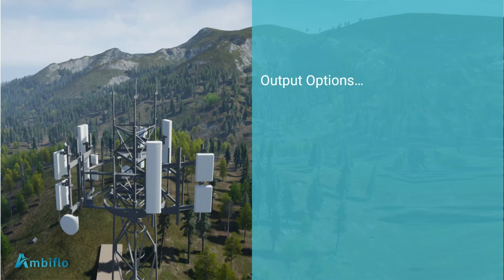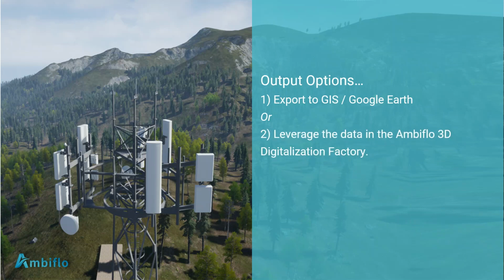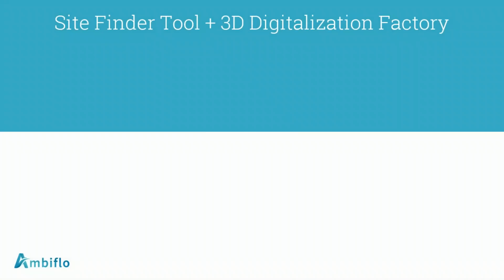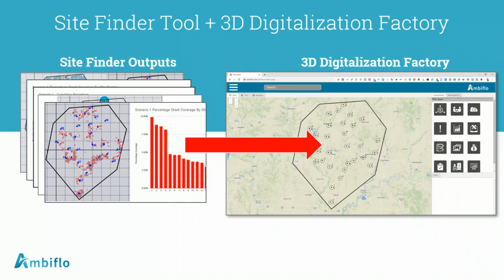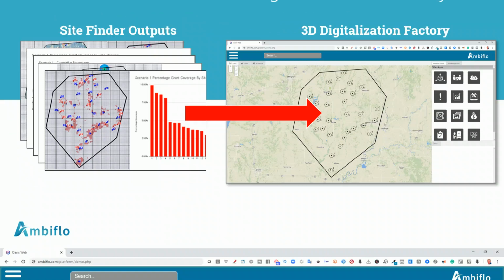In terms of output options, the first option is that we can export the data to GIS formats and Google Earth, so you can take it into your own system, or we can leverage this data directly in the Ambiflo 3D digitalization factory, and we're going to look at that in the remainder of this presentation. This is a simple visualization to show you the multiple valuable data sets that we can generate, which are accessed directly on the digitalization factory.